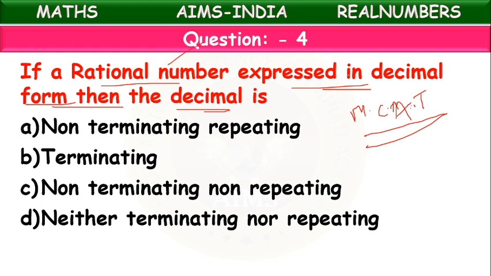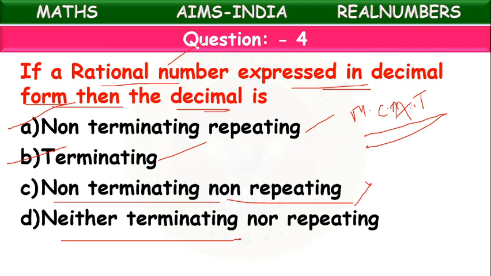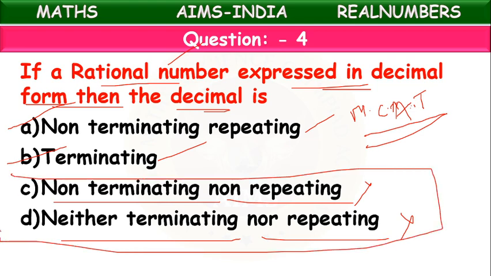Now, a rational number in decimal form: in how many ways can we represent it? It can be terminating or non-terminating repeating. Two ways are possible. Non-terminating, non-repeating is wrong; that is an irrational number. Neither terminating nor repeating is also wrong. Actually, options C and D mean the same, so the possible options are A and B. Both A and B are correct answers because it's a multi-correct answer type question.